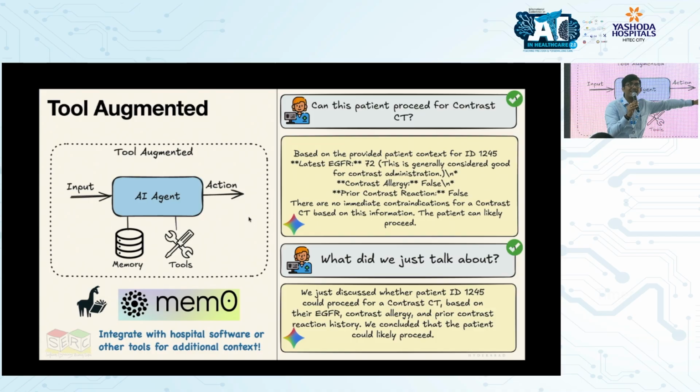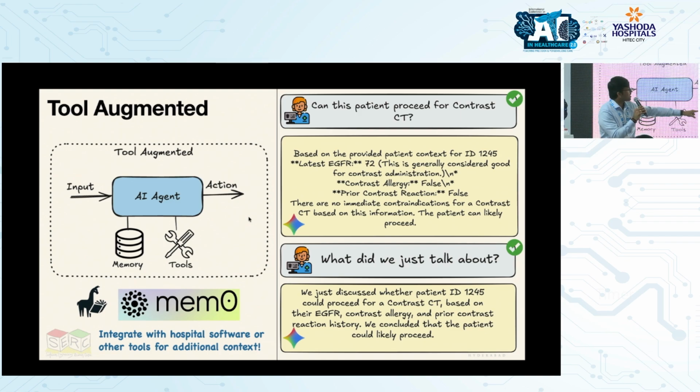This is automatically done by the agent, right? It is just taking all the data and doing it. A model alone cannot do this. I need more capability. That's a capability I'm adding here. And then if I ask the question, what did we just talk about? It is saying, oh, we just discussed whether the patient ID could proceed for a contrast CT based on their EGFR, contrast allergy, and so on, right? Why? Because I'm building that memory capability which the agent is now using when it is generating the next output.